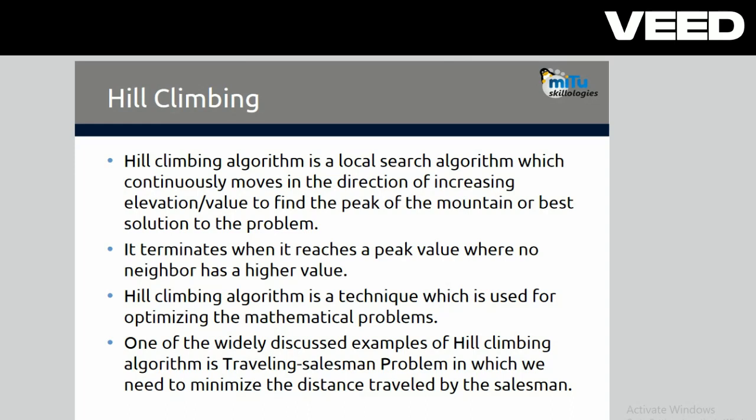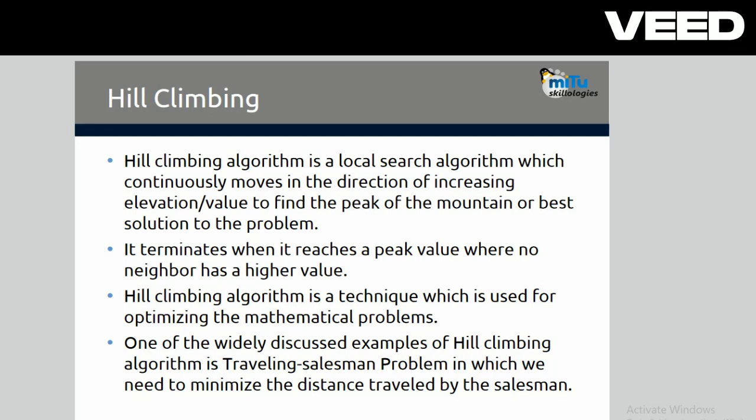A hill climbing algorithm is a local search algorithm which continuously moves in the direction of increasing values to find the peak of the mountain or best solution to the problem. As the name suggests, hill climbing is a process of climbing a hill in order to reach the peak of the hill. When you reach the peak, you find another path to climb down. So naturally, this process is inspired from the hill climbing process, and this forms a local search algorithm.